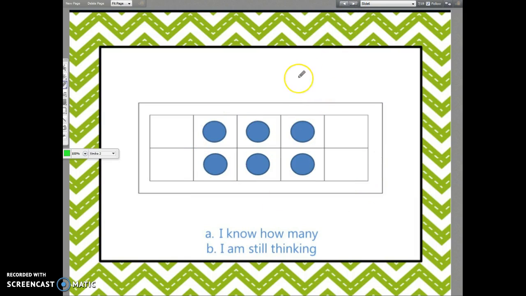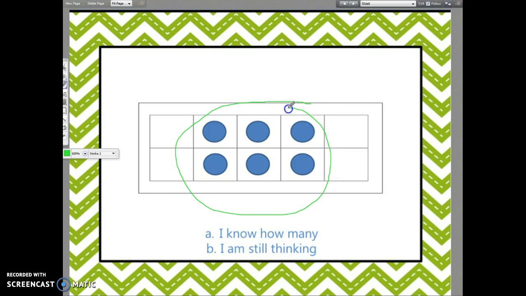Way to go, guys. Here's our last one. Take just a second and tell me how many you see and how you see it. You're right. There are 6.